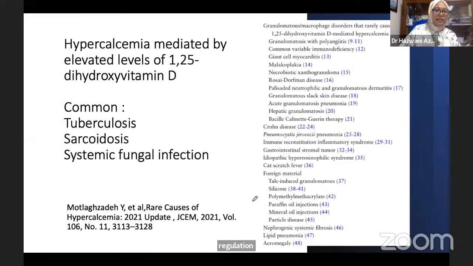So these are the common causes of hypercalcemia mediated by increased activated vitamin D. The common ones as well in Malaysia are tuberculosis, sarcoidosis, and other systemic fungal infections, for example cryptococcosis and histoplasmosis. These are the other long list of vitamin D mediated hypercalcemia, which is published data.